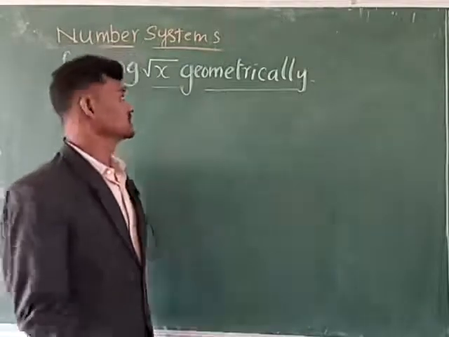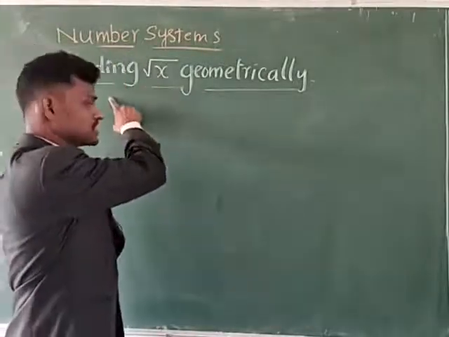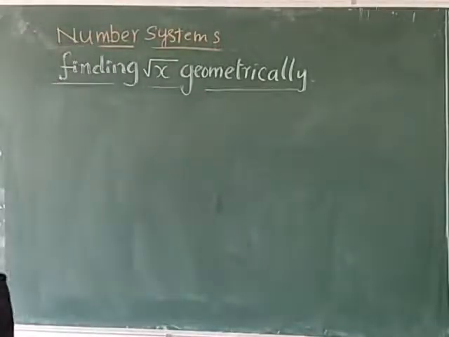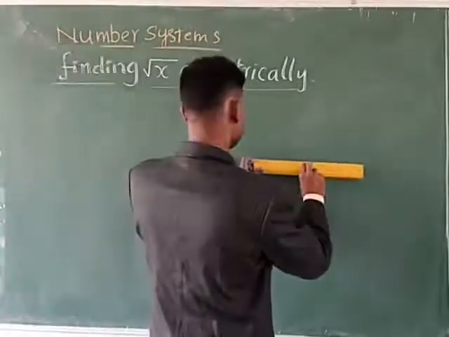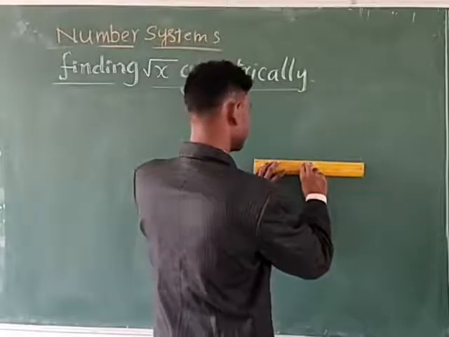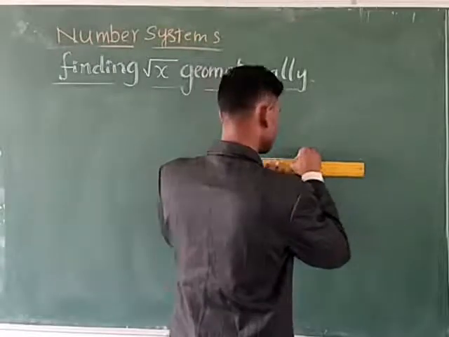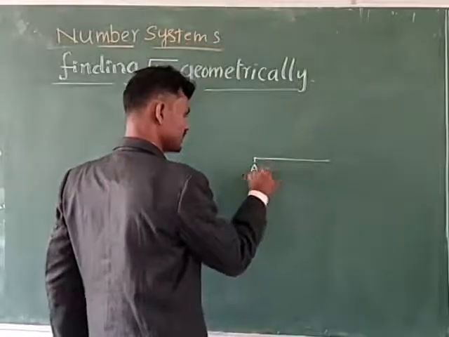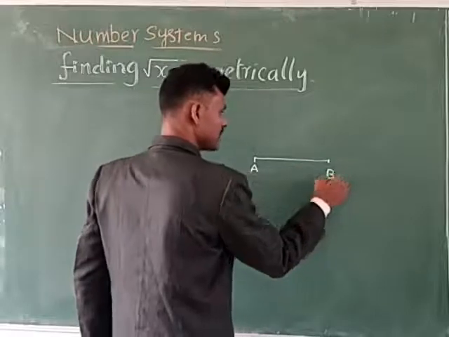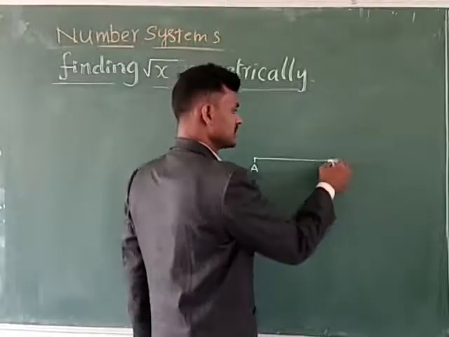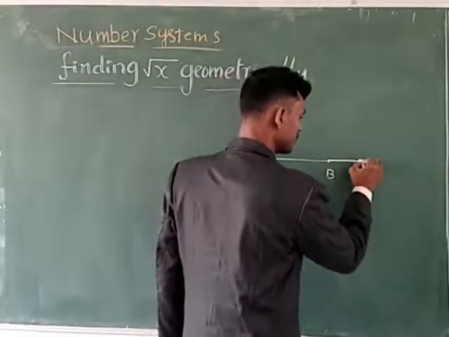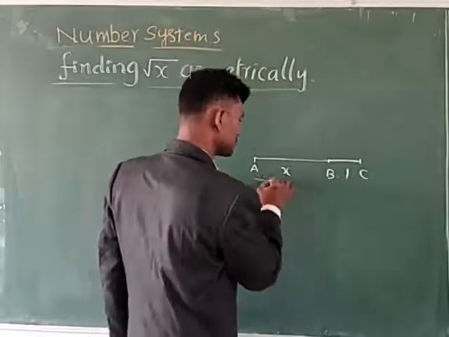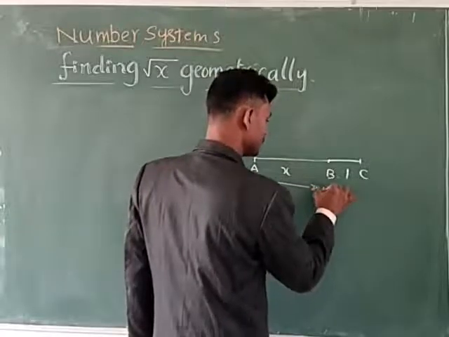Today I have to discuss number system, continuation: finding root x geometrically. First we have to draw a length of x units. So you have to take a scale, any length you can take. X means draw a line segment x. This is AB, the fixed point is A, and this is B. Now extend B by 1 unit, this is C, this is 1 unit, this is x units. Total AC is equal to x plus 1 unit.